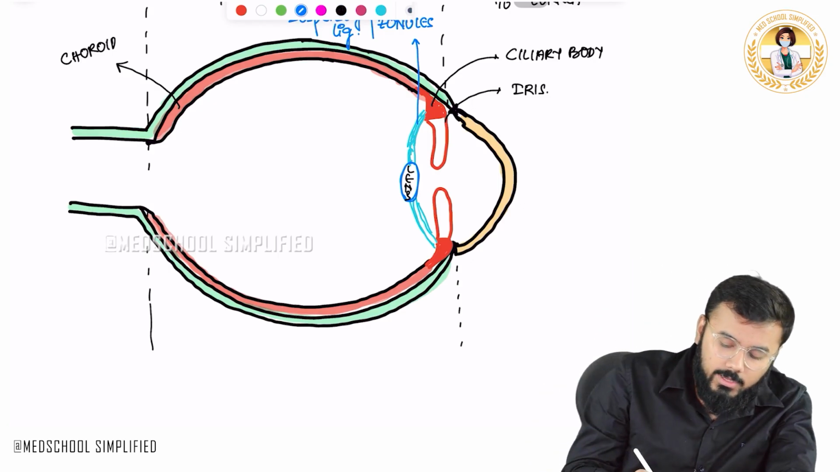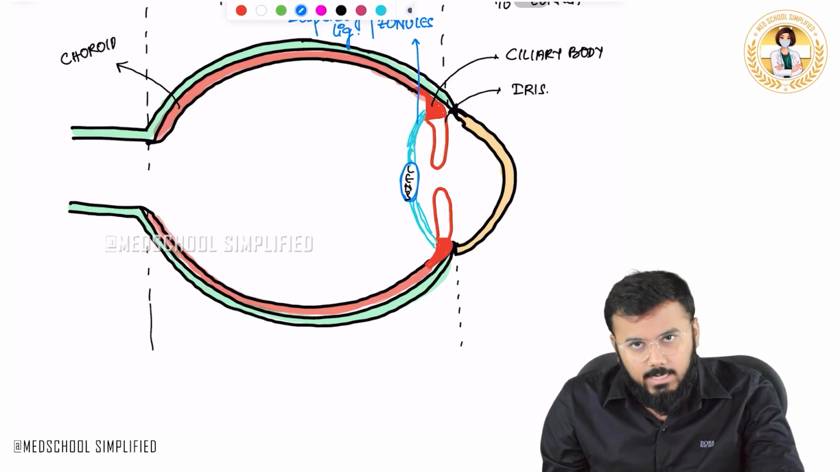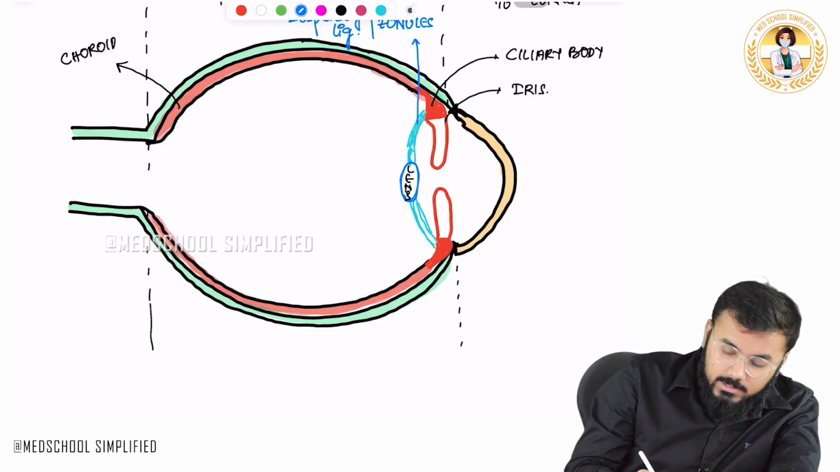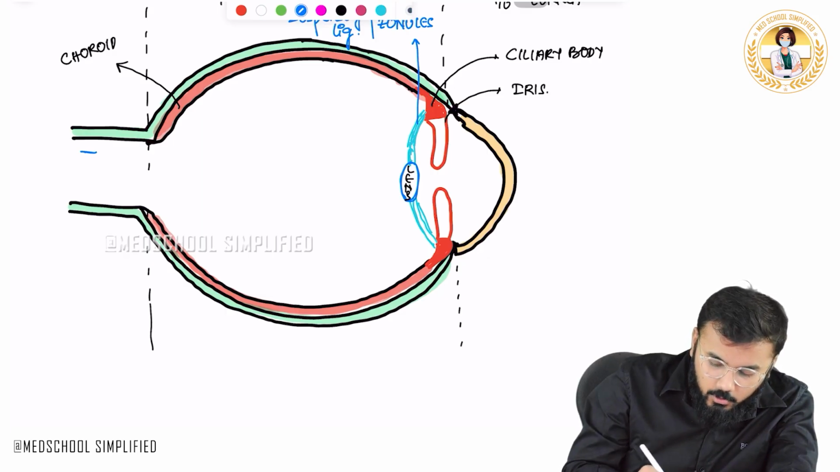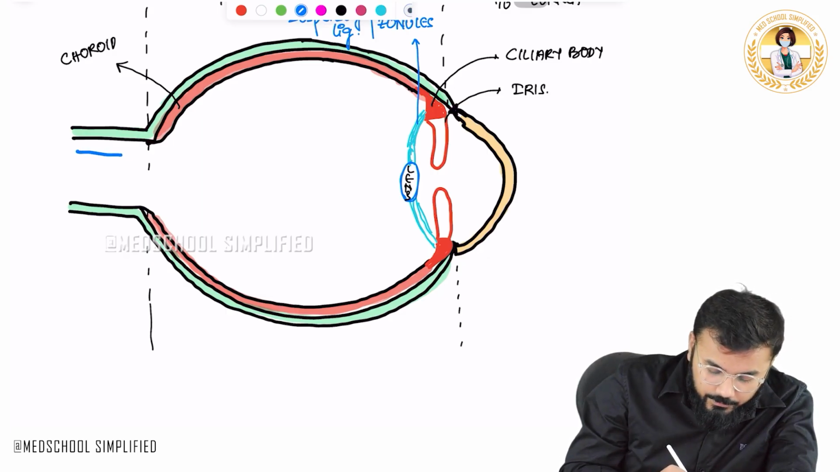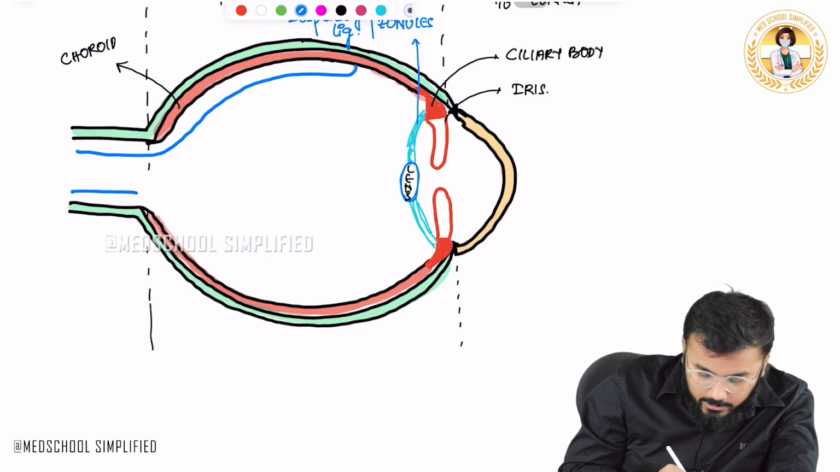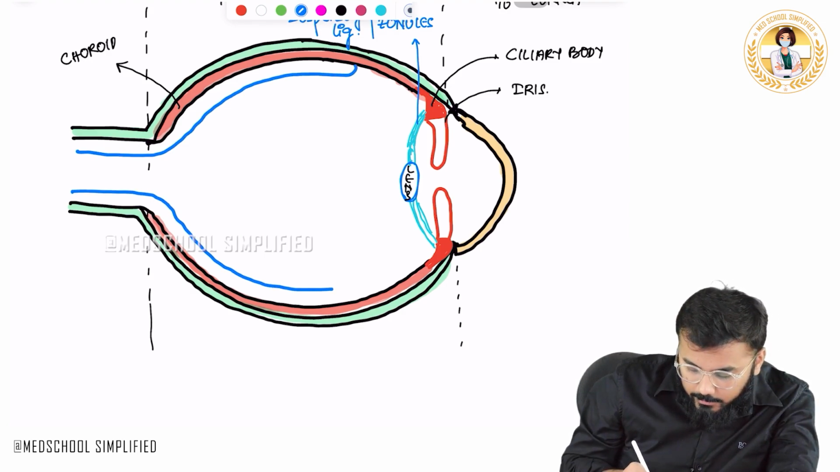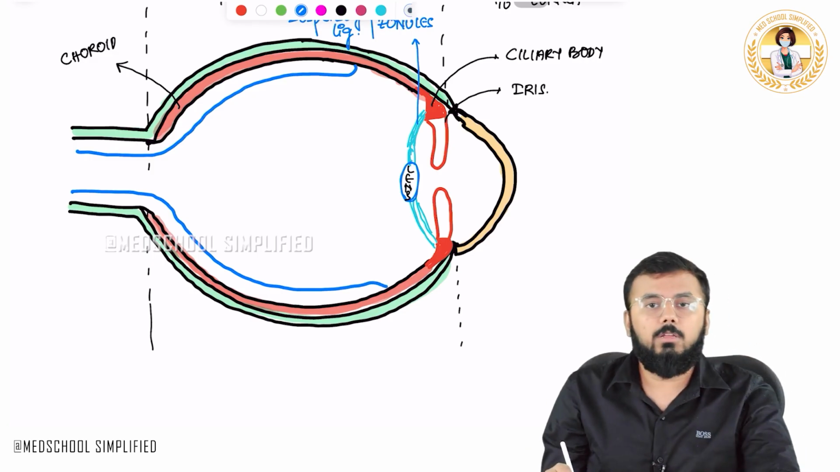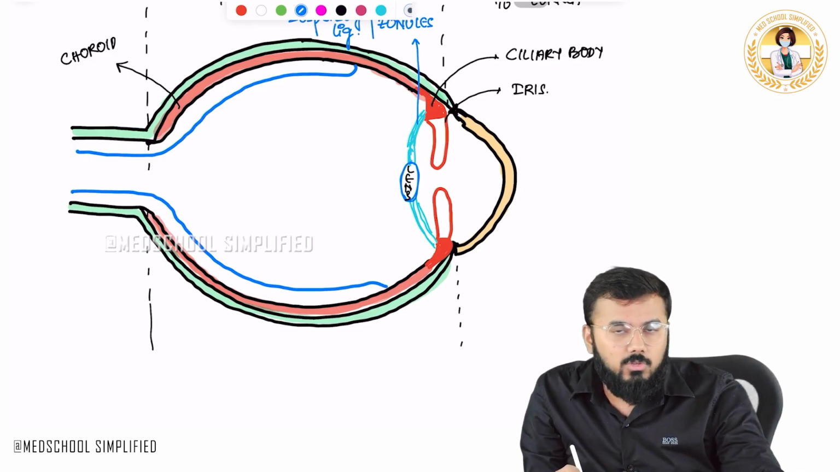Now after these two layers, you come across a third layer also. Now what is this third layer? So this is the third layer which I am drawing right now. Just look at it. This particular third layer which I am drawing right now is called your retina.